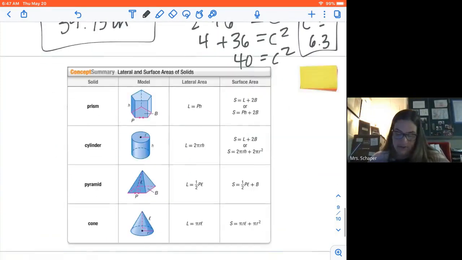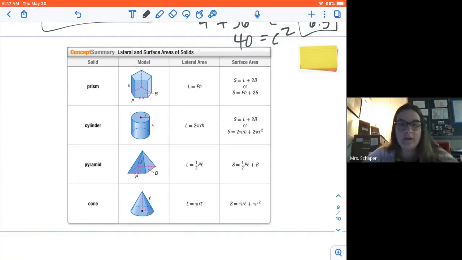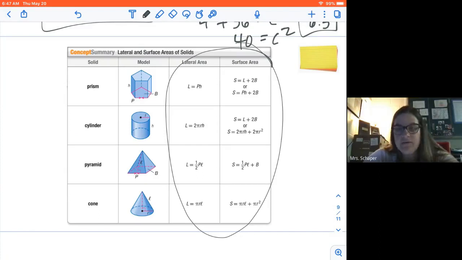All right, so this is just a refresher for you, all the different formulas. Again, we're going to give you the formulas on any assessment. You need to know how to use those, though.